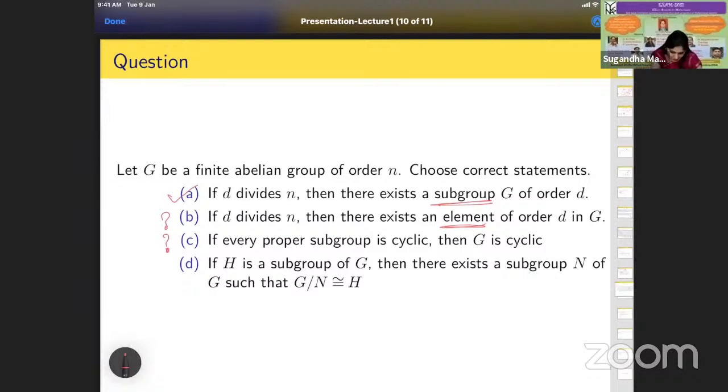So let me see if I can have some answer. I'll wait for say 10 seconds because there is some time lag I can see. Now it is there on the screen.